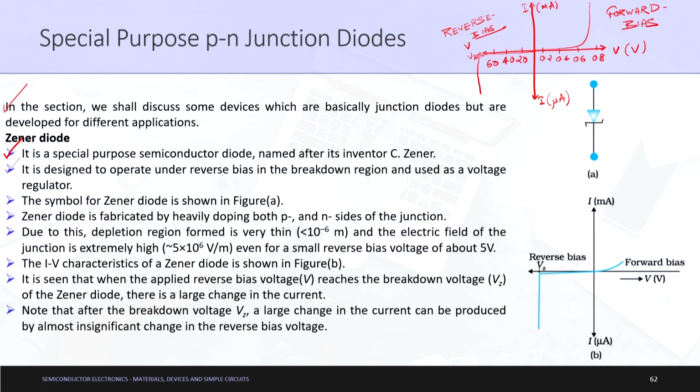Now, it is designed to operate under reverse bias in the breakdown region. So, where is it designed to work? It is designed to work under reverse bias in the breakdown region, and it is used as a voltage regulator. The symbol for a Zener diode is shown in figure A. This is how we make a Zener diode, and this is the symbol for the Zener diode.